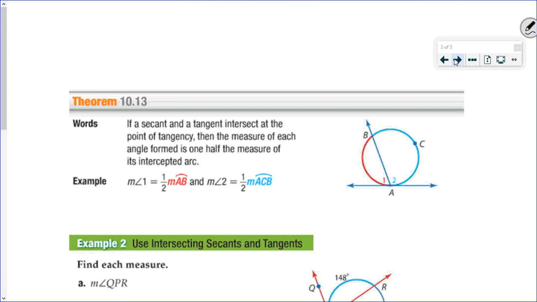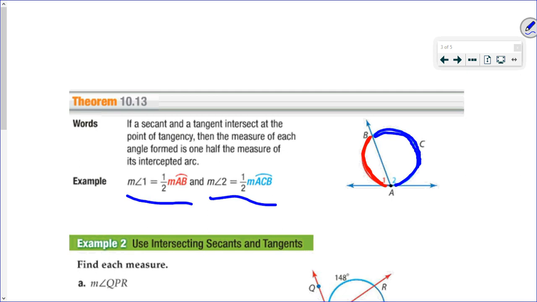All right. And let's go on to theorem 10.13, which is if a secant and tangent intersect at the point of tangency, so they intersect on the circle, then the measure of each angle formed is 1/2 the measure of its intercepted arc. So here, angle 1 is 1/2 the intercepted arc. Angle 1 intercepts arc AB, right? And then angle 2 intercepts major arc ACB.